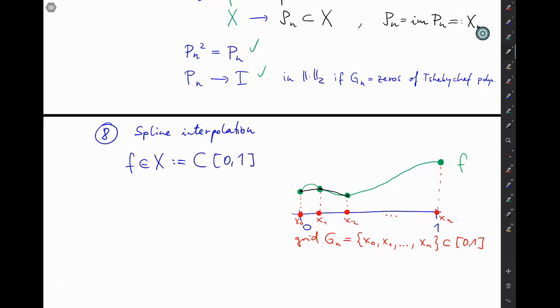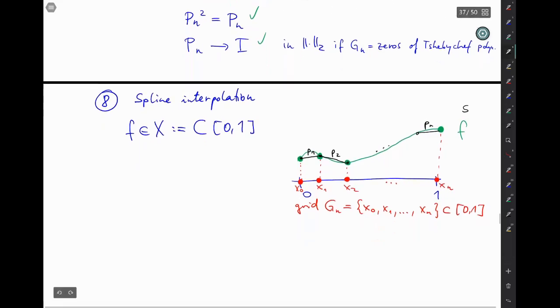So let me denote the polynomial on the first subinterval by P1, the polynomial on the second subinterval by P2, and the polynomial on the last subinterval by Pn. Then in the end, the function that consists of all these polynomials, one glued to the next, could be S, and this is what we call a spline. So a spline is just polynomials, one glued after the other.